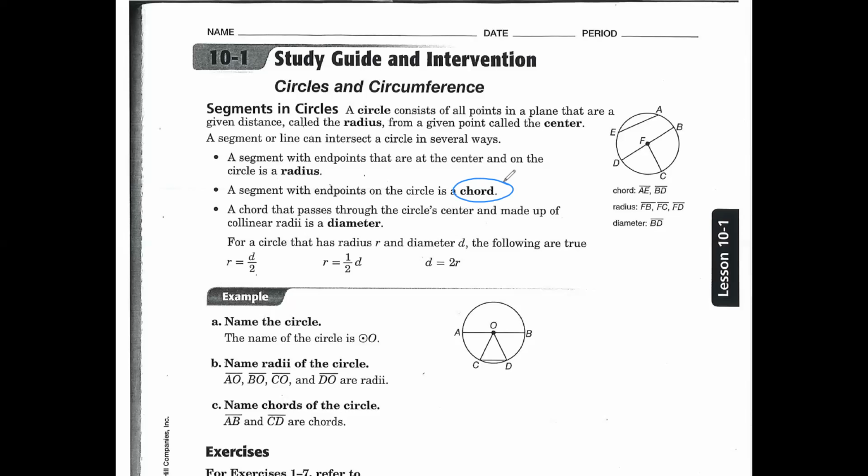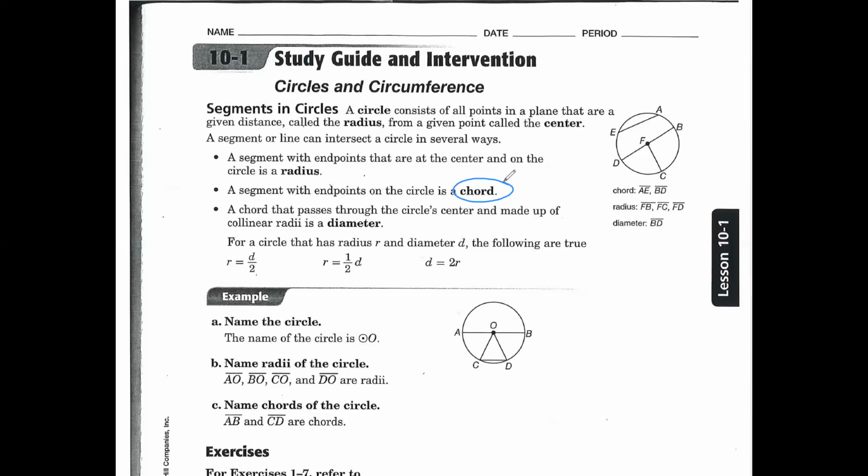A chord is a segment where you have both endpoints on the circle. So EA in the diagram is a chord, but also DB or BD, that's also a chord. Now, we also know that BD is a diameter, but a diameter is a type of chord. A diameter is a chord that passes through the center of a circle. Again, that's really the only new word.